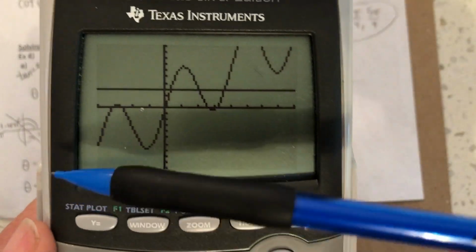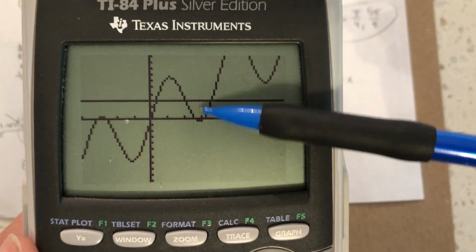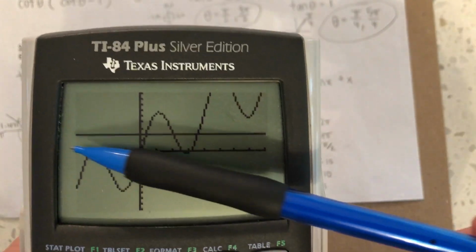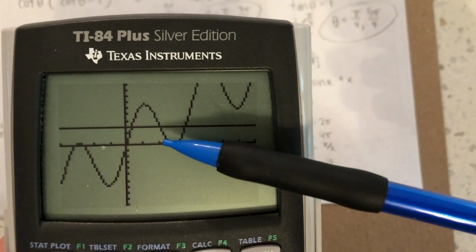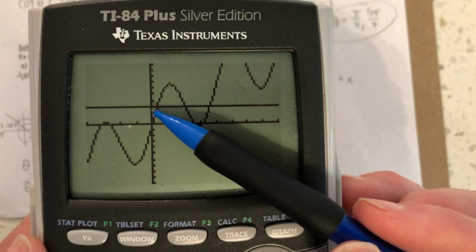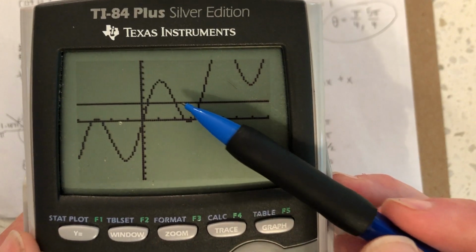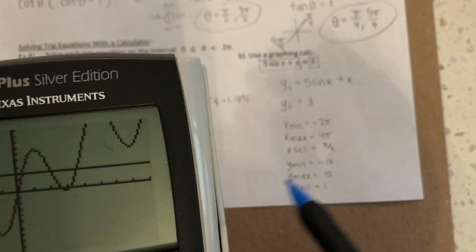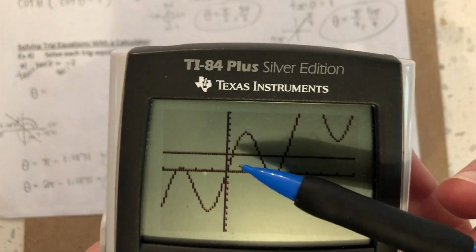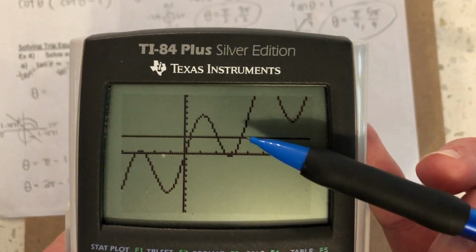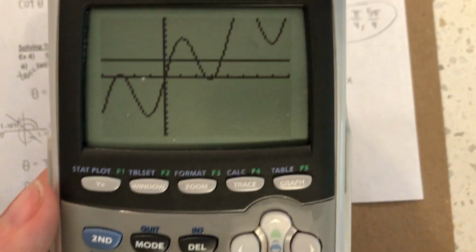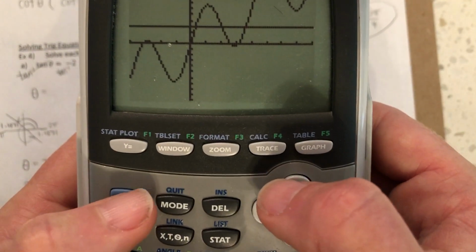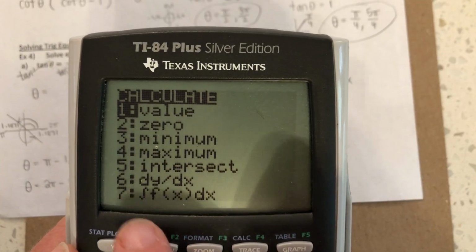Okay, so this is y1. This is the sine curve, the 5 sine x plus x. And then this is the line y equals 3, our second equation. So I can see that they intersect 1, 2, 3 times. That means there are 3 angles that are going to make this equation true. So in order to find out what x values, what angles they intersect at, I'm going to use that intersect feature. Above trace, you have that list of calculations. So hit second, trace, and we're going to ask it to intersect.